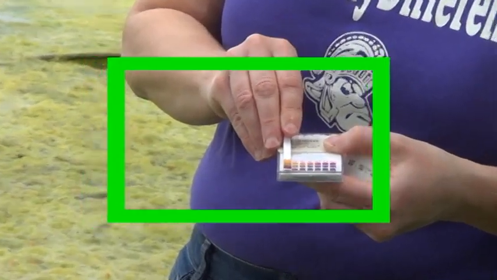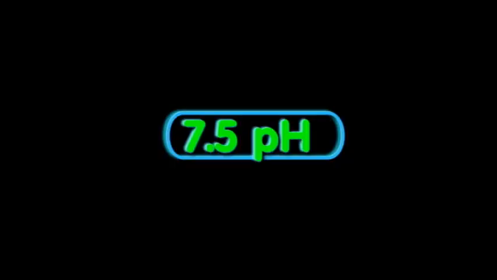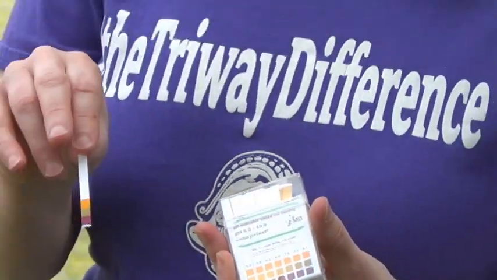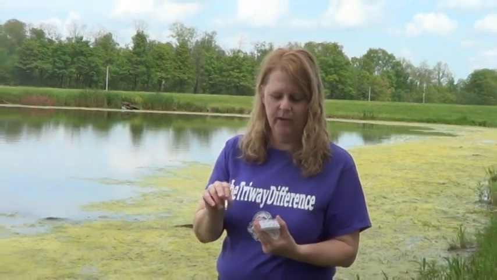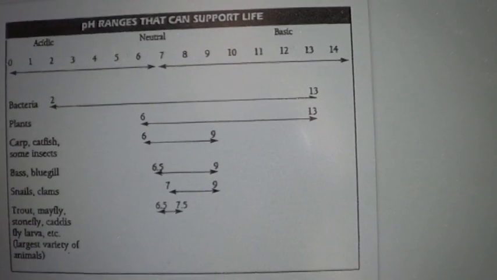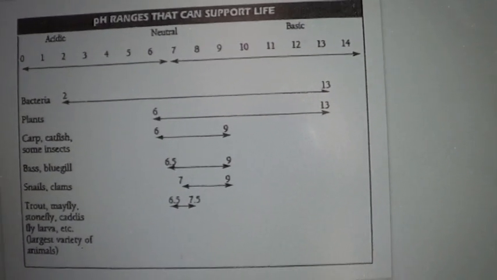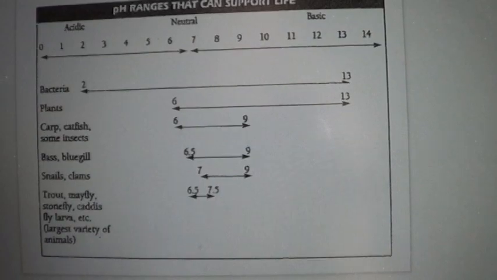So it looks like 7.5 is the pH for this stream. So that means that it's a little bit higher than neutral, which means that it's more alkaline than acidic because it's 7.5. It's above 7. 7 is neutral. Use this chart to see which fish and plants and insects can live in the stream based on the pH.